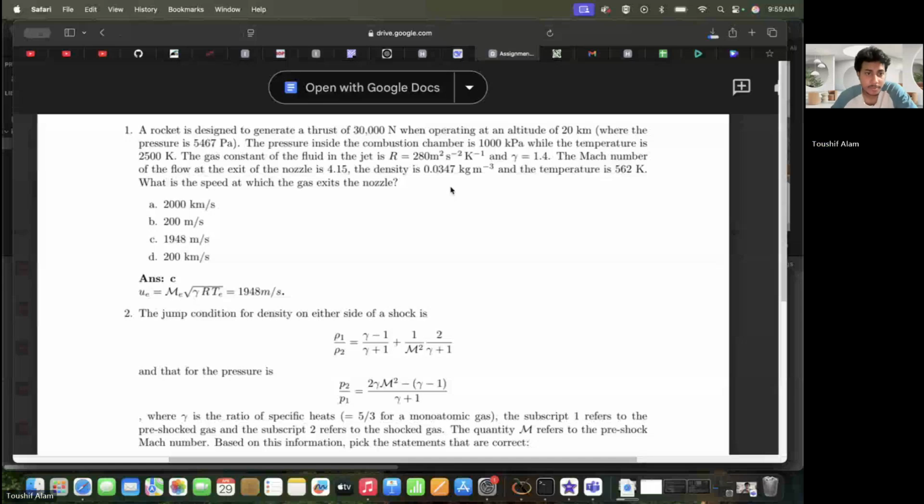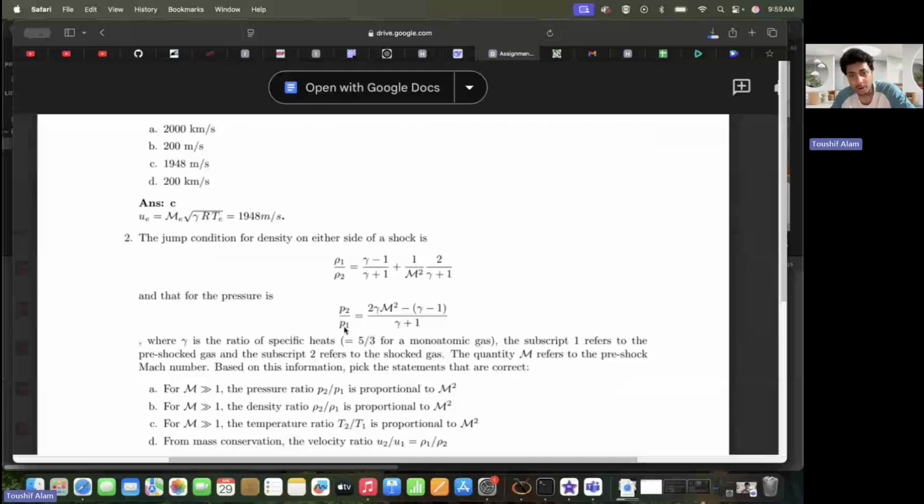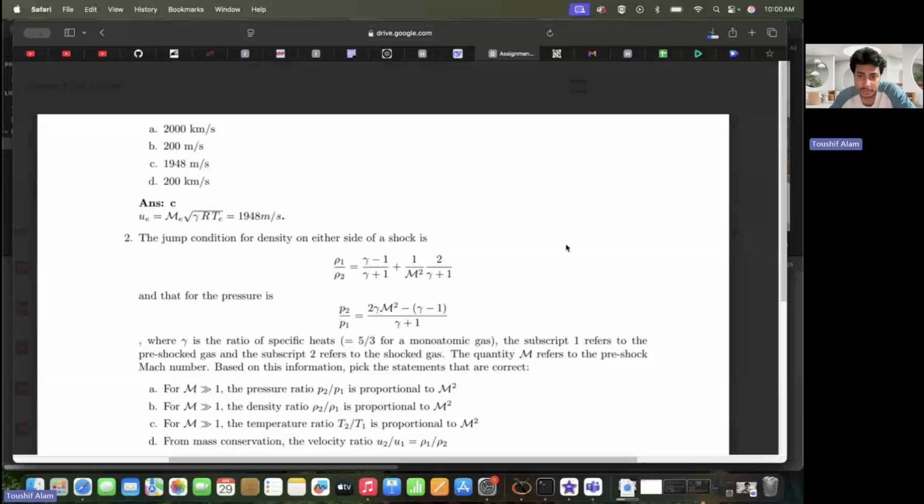The shock conditions for density on either side of a shock: rho 1 by rho 2 is this, and for the pressure, P2 by P1 is this. Gamma is the ratio of specific heats; for monatomic gas it is 5 by 3. The subscript 1 refers to the pre-shock gas, and the subscript 2 refers to the shocked gas. The quantity M refers to the pre-shock Mach number. Based on this information, pick the statements that are correct.